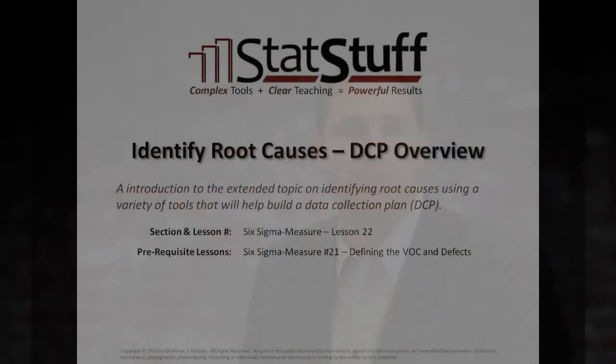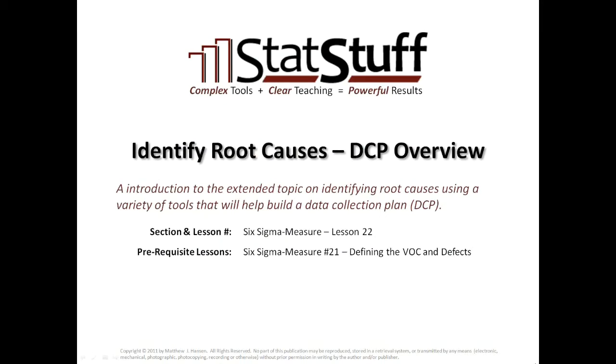This lesson begins what will be an extended discussion on identifying potential root causes. As previously discussed, the analyze phase of DMAIC is when we'll use statistical analysis to validate what the root causes are. But it's here in the measure phase where we need to make some reasonable guesses at what those potential root causes are. By doing that, it will help us to know what data we need to collect that we'll eventually analyze in the analyze phase.